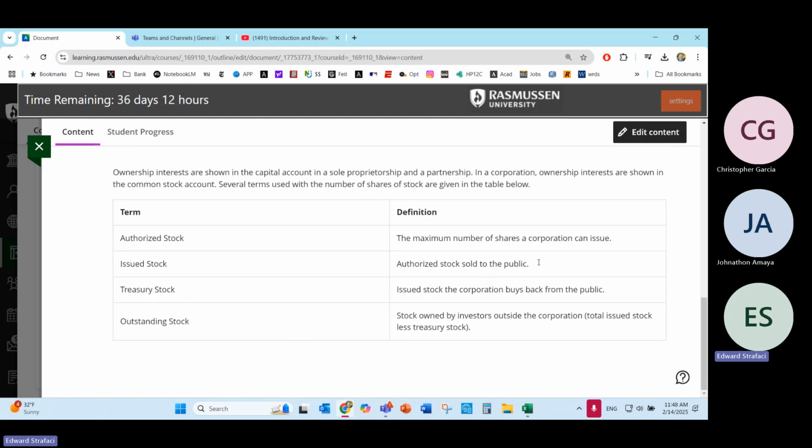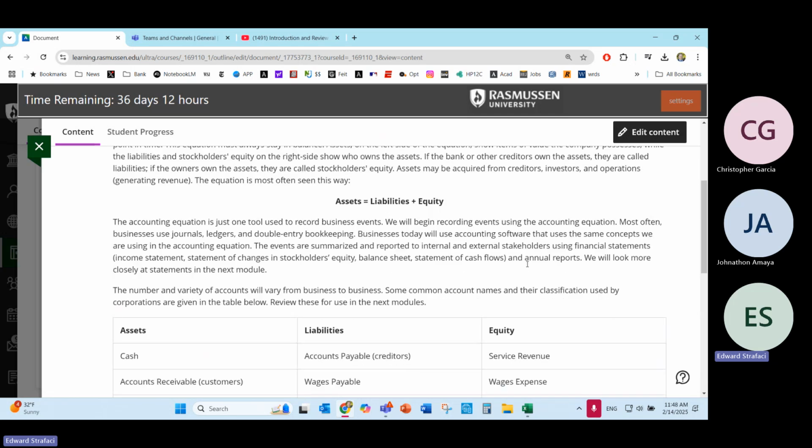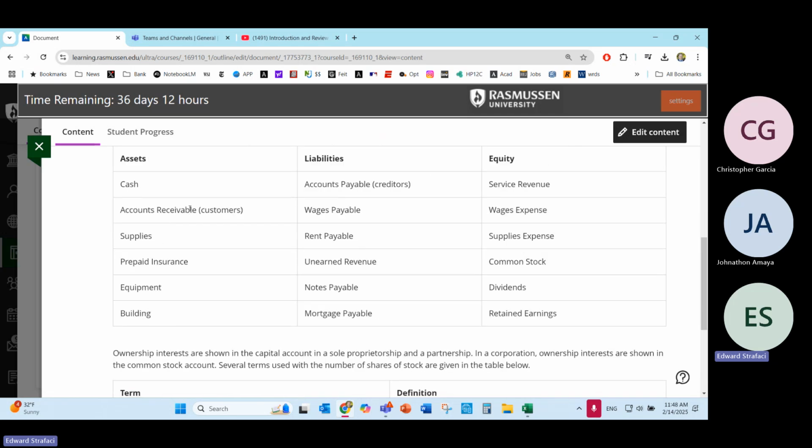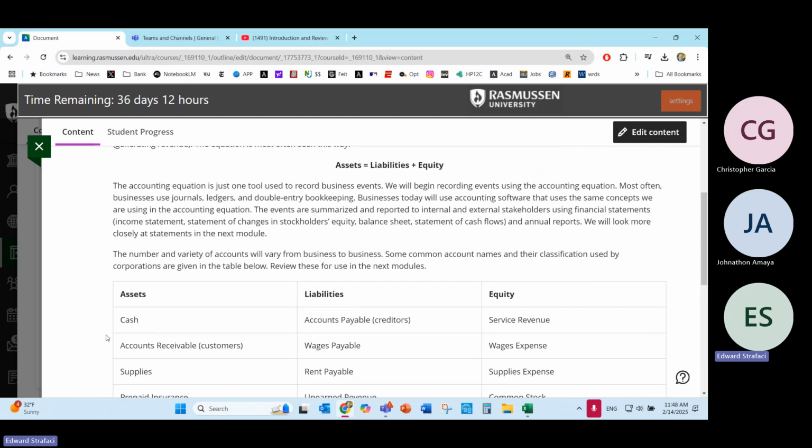Things like assets would be cash, which is clearly an asset. Accounts receivable, which is money I lent to my customers to buy my product, and that's something I own. When I collect it, it becomes cash. Supplies, which are things that I'm holding on to create new revenue. Prepaid insurance, which is insurance I didn't use yet, but I prepaid, so it's effectively an asset. Equipment, obviously, you need equipment to do business, and buildings. So these are examples of assets.